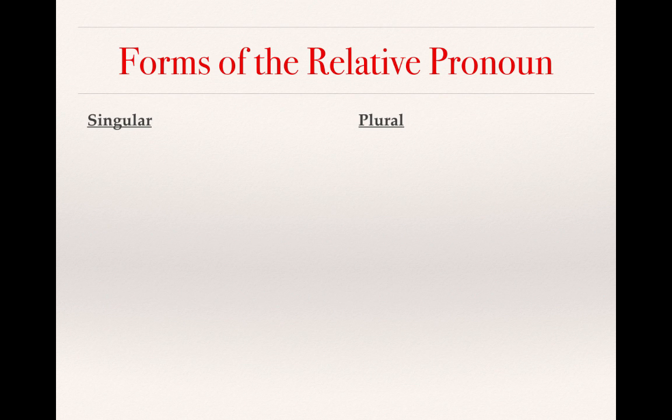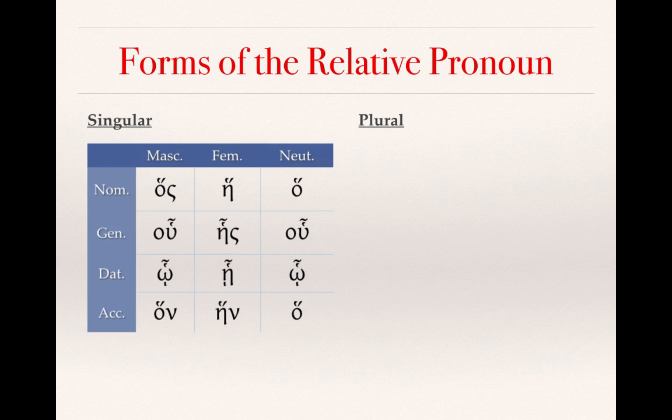So here are the forms of the relative pronoun. First, in the singular, hos, he, ho. You'll recognize that is very similar to the nominative singular of the definite article, which would be ho, he, to. And then with all of the other forms, in the genitive, dative, and accusative cases, you'll notice that you could put a tau in front of these and they would be the definite article forms that you're used to. Of course, the accents are different.